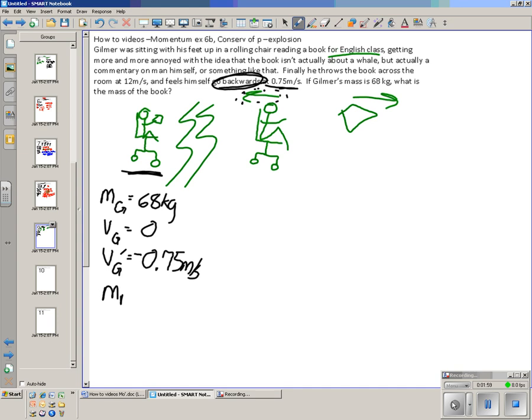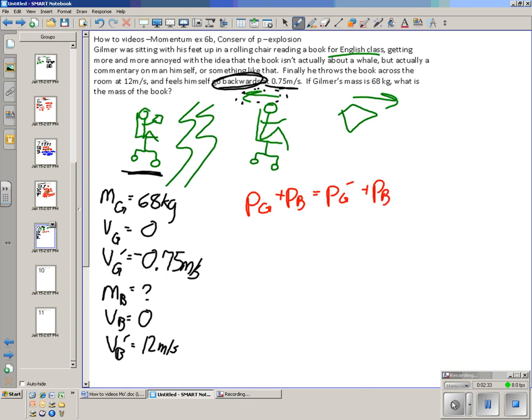Mass of the book, that is our unknown. Initial velocity of the book is 0, and the final velocity of the book is going to be 12 meters per second. It's in the positive direction, so it's going positive 12. So we have our wonderful conservation of momentum equation. PG plus PB equals PG prime plus PB prime.